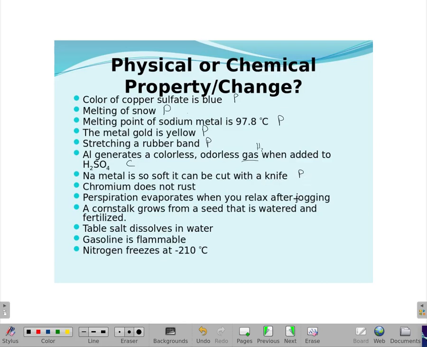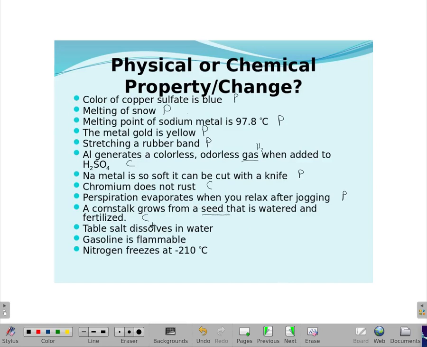It's just smaller. Chromium does not rust. All right, it's still chromium. It didn't go through a chemical change, though. That is actually a weird chemical property. The resistance of it rusting is a chemical property because it would have made a new material, which is the rusted chromium. Next one, perspiration evaporates when you relax after jogging. Well, it is just water vapor evaporating. That's a physical property.